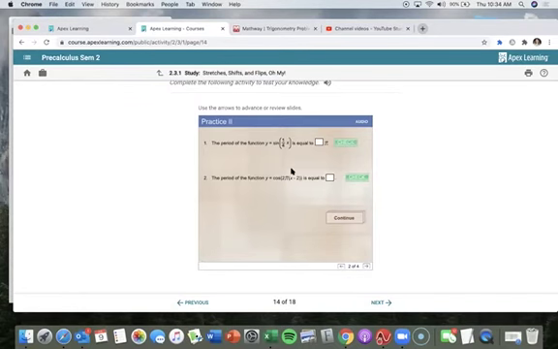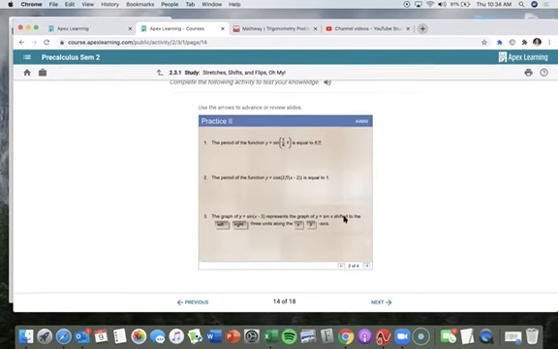Period of the function 2 pi x minus 2. Now instead of having this value of 1 over 4, I have this value of 2 pi. So I'm going to take my normal period of 2 pi and divide by this new b value of 2 pi. So I'm going to be left with a period of 1.